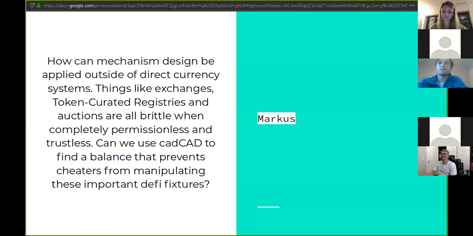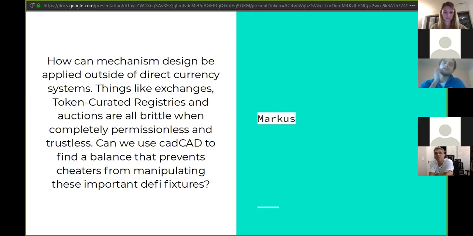Cool. So the next question is, how can mechanism design be applied outside of direct currency systems? Things like exchange, token curator registries, and auctions are all brittle when completely permissionless and trustless. Can we use cadCAD to find a balance that prevents cheaters from manipulating these important DeFi fixtures? The answer is, I think, yes. cadCAD definitely can help with that.